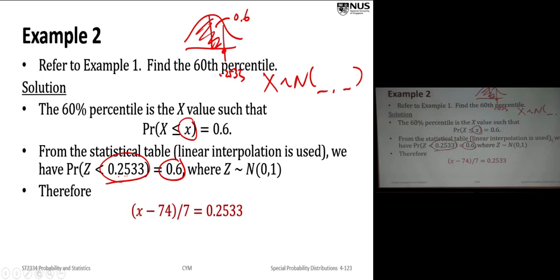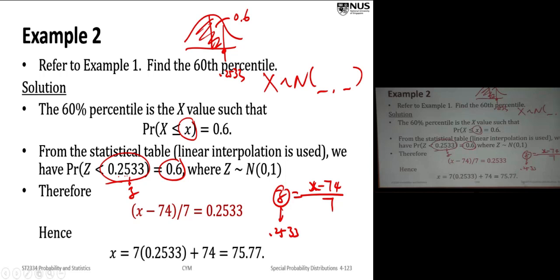All right. So what we have to do is just convert it. So z, this is my little z. So now I work out z equal to x minus 74 divided by the standard deviation. So this number is 0.2533. So I just work it out. So x is 75.77. So that means this is the value for which less than this value is with 60% chance, if x is a random variable following a normal distribution with mean equal to 74 and standard deviation 7.